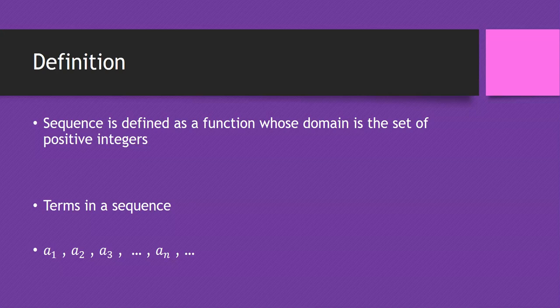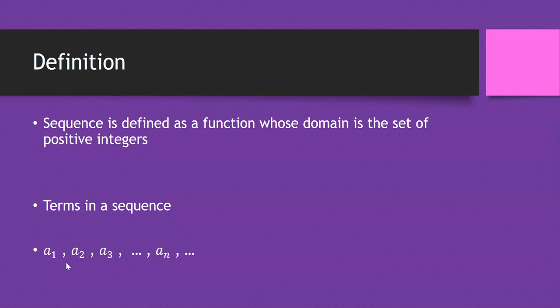set of positive integers. So basically it takes the number 1 and it sends it to a specific number. And then it takes the number 2 and sends it to a specific number. And 3 sends it to this specific number, and so on and so forth. And those numbers are called the terms in the sequence.